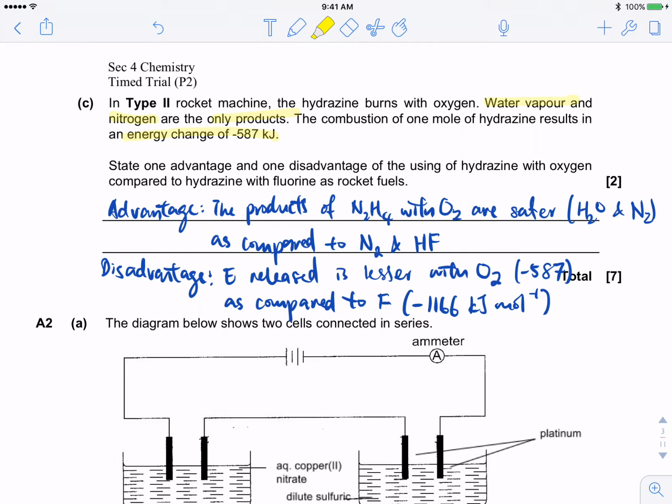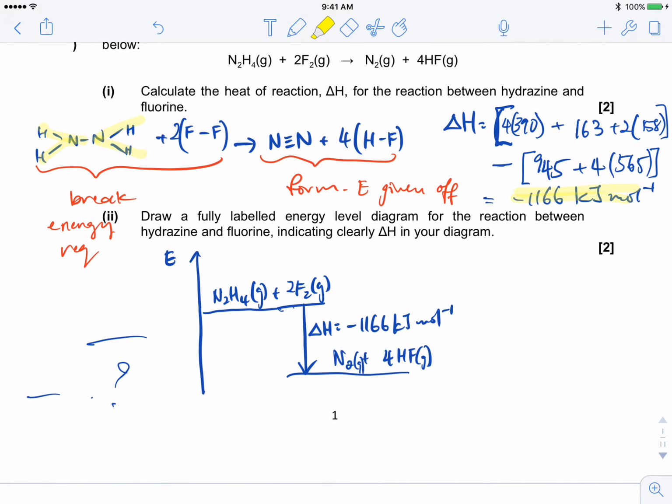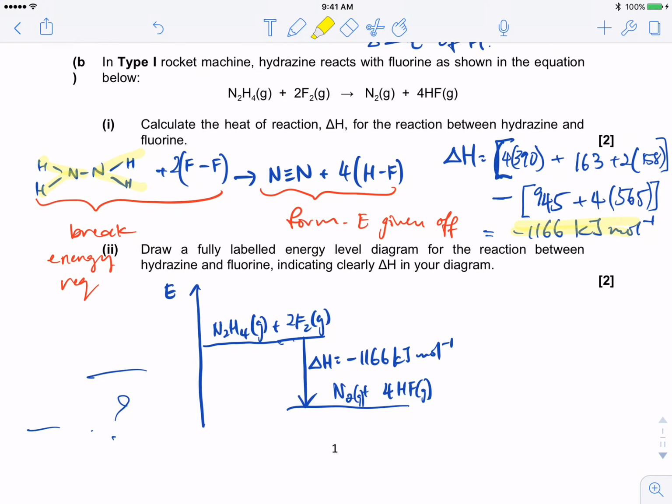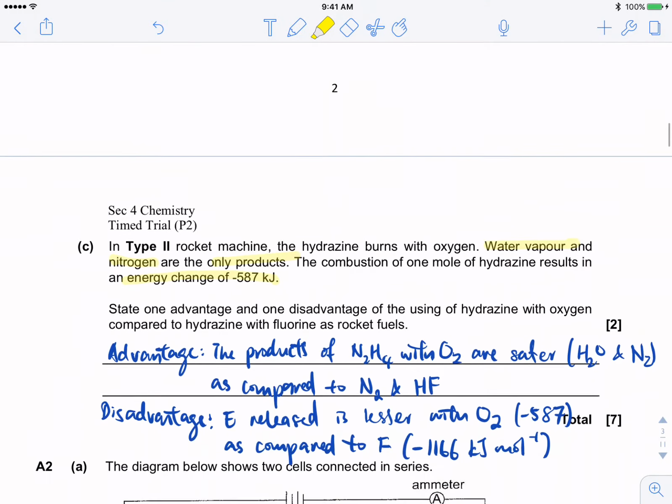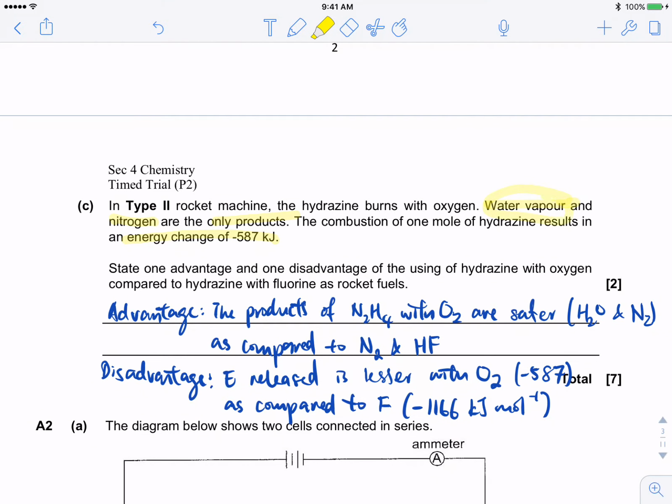Okay, so in the question, they already give you the hint. First, they tell you what the products are. Second, they tell you the delta H. So it means they want you to compare these two: compare their products as well as compare the energy change. As you recall, the products of the hydrazine and fluorine reaction are nitrogen, which is the same, as well as hydrogen fluoride. Now, hydrogen fluoride is more dangerous as compared to water vapor. If you compare HF versus water, HF is more dangerous. Why?